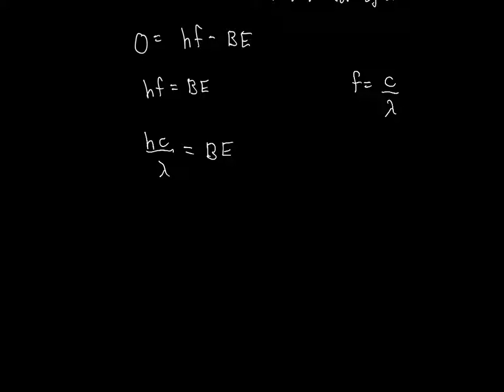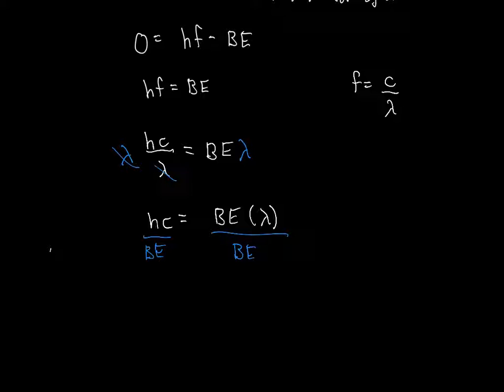Now I want to get lambda by itself, so I can solve for lambda. I'm going to multiply both sides by lambda. It's going to cancel my lambdas on the left, and I end up with H times C equals binding energy times lambda. Still want to get lambda by itself, so I'm going to divide both sides by the binding energy, and the binding energy cancels out. So the wavelength is H times C divided by the binding energy.